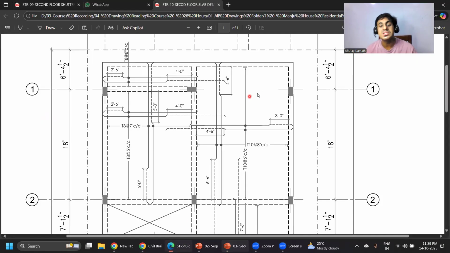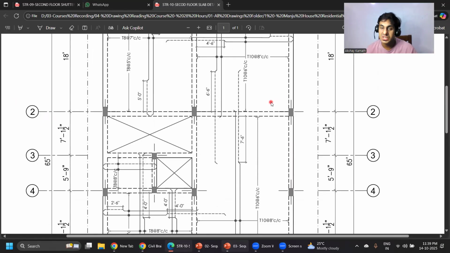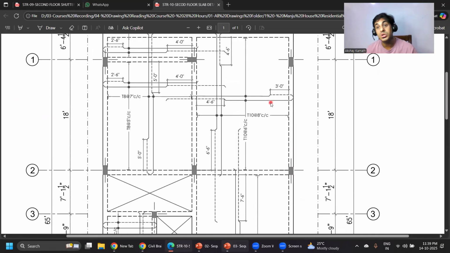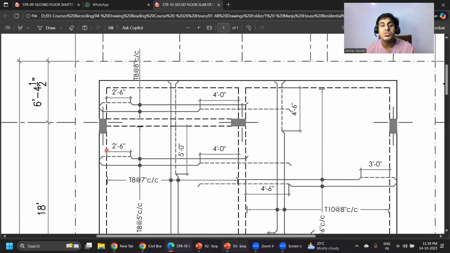So this was all about the slab part. I think whatever knowledge is required, we explained to you. Now, what all things you need to understand more? You need to understand how this 2 feet 6 inches is coming. Why is it 2 feet 6 inches only? Why is this 4 feet coming? From where is it coming? How are you supposed to do the calculations?